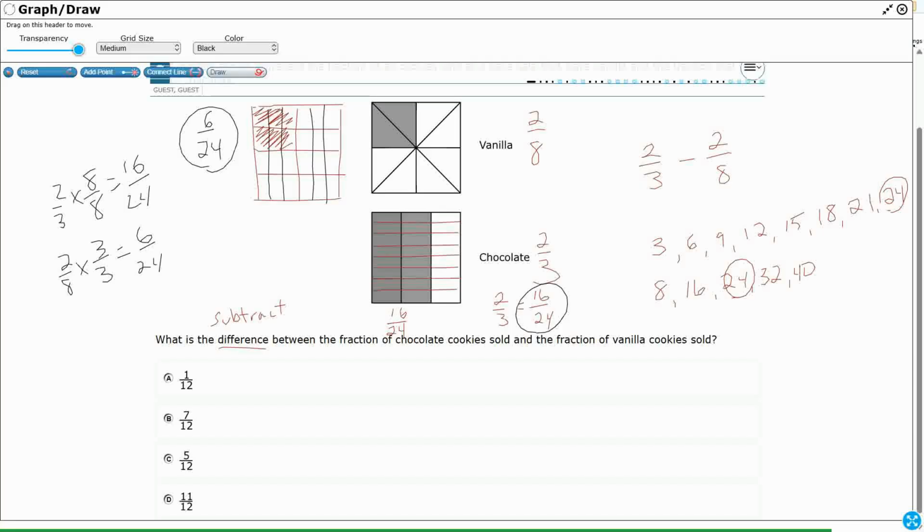So if we subtract these two, what are we going to get? We're going to get 10 over 24. But now we need to simplify. Let's divide those by 2, and you're going to get 5/12ths. And so our answer here is C.